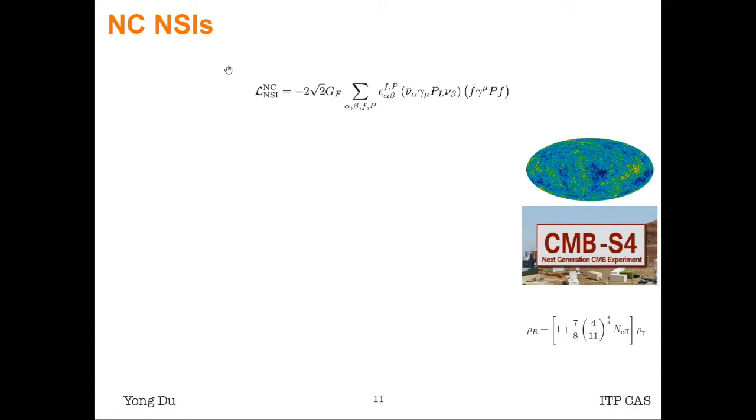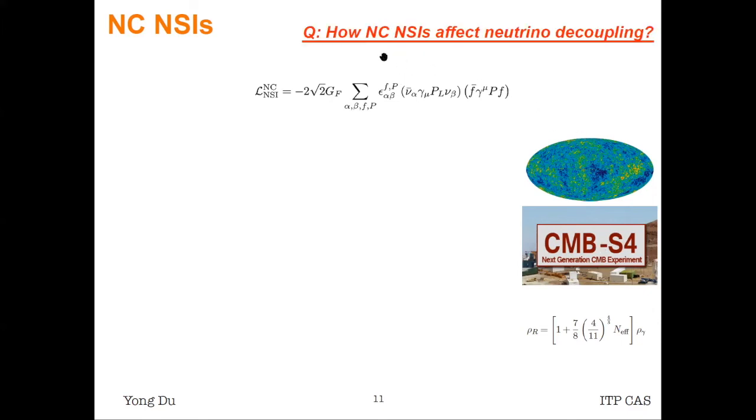In this talk, we want to provide a different angle in understanding these neutral current NSIs, which is done as follows. In the early universe, when you introduce interactions between neutrinos and electrons, you could modify neutrino decoupling, which will in turn predict different values for N_eff. However, we know that N_eff has been precisely measured by Planck and will be even more precisely measured in the future by CMB-S4. So the question we ask ourselves is how neutral current NSIs would affect neutrino decoupling in the early universe.